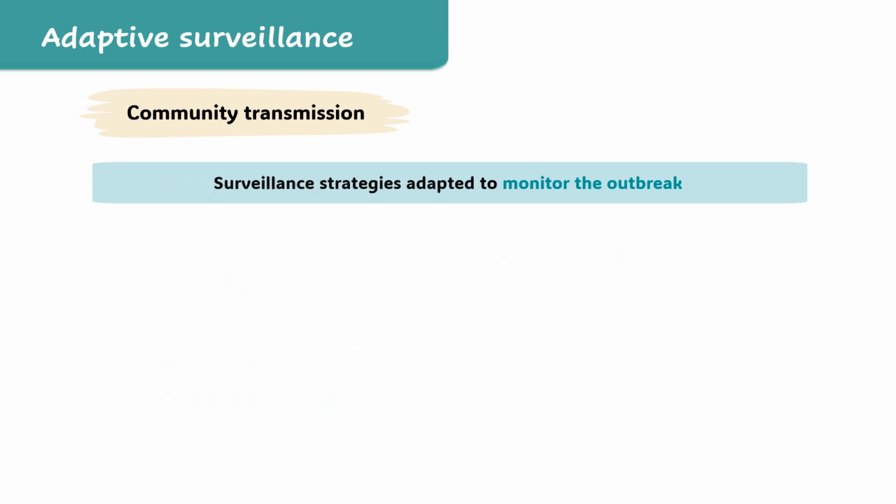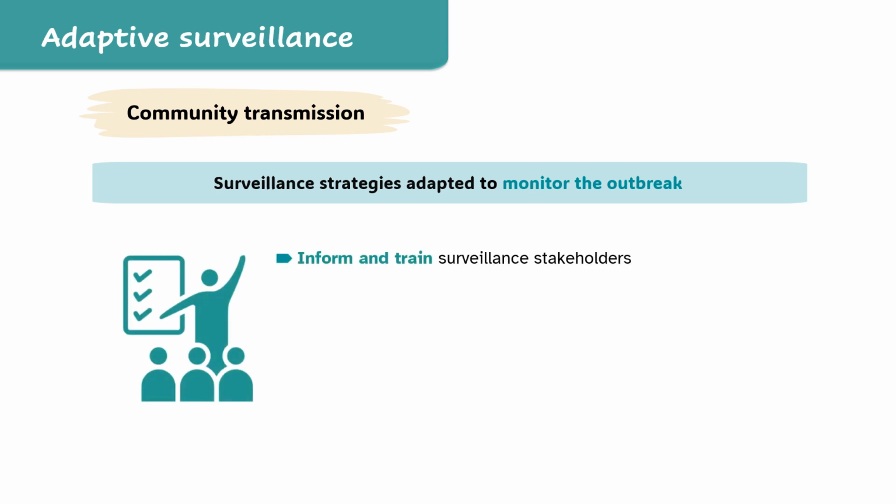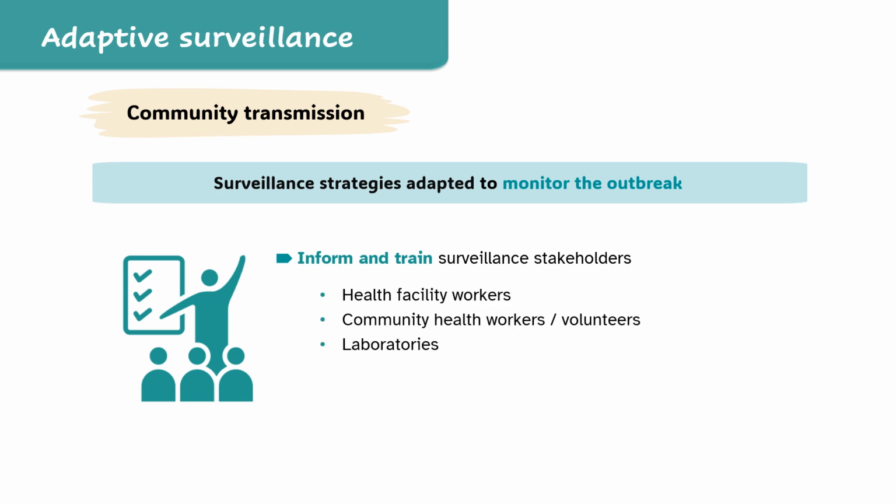If transmission is no longer occurring in clusters, but instead transmission in the community has been detected, the surveillance strategies need to be adapted as the surveillance objective becomes to monitor the outbreak. Health authorities should inform and train surveillance stakeholders on the new surveillance strategies. Surveillance stakeholders to be sensitized include health facility workers, community health workers and volunteers, and laboratories. For a refresher on the applicable surveillance strategies, we encourage you to go back to Module 4.